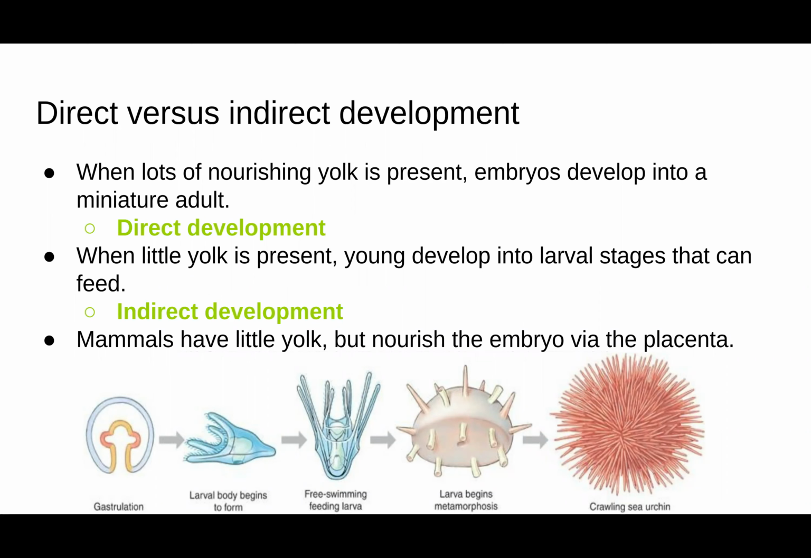That would be like a bird, right? A bird inside the egg has lots of nourishing material. It develops directly into a smaller version of its adult. So that's direct development. When there's very little yolk present, the young develop into a larval stage that can then feed. This is what we call indirect development. And so that's one of the big distinctions.